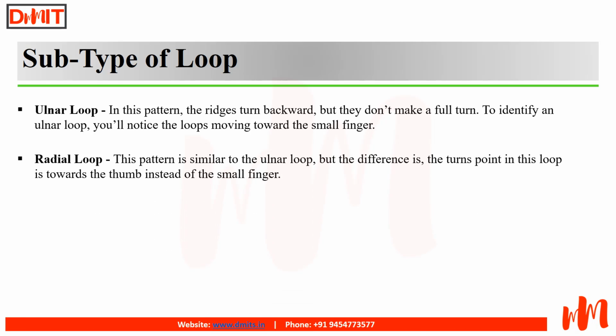The second one is the radial loop. This pattern is similar to the ulnar loop, but the difference is that the turn points towards the thumb instead of the small finger. So in ulnar loop, the loops move towards the small finger, whereas in radial loop they move towards the thumb. The next is ulnar falling loop, and the fourth one is the radial falling loop. We will be discussing each of them and how to identify them in further parts of this presentation.